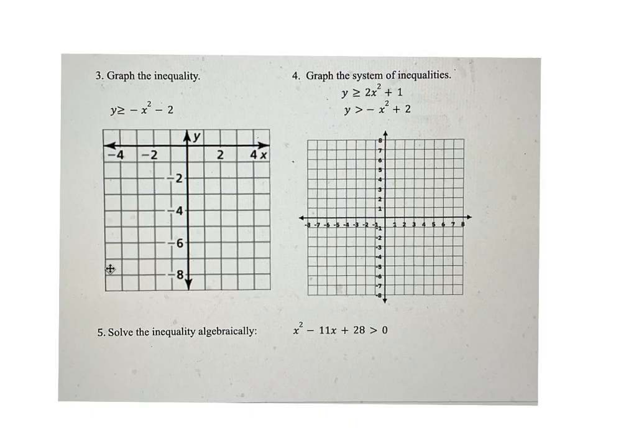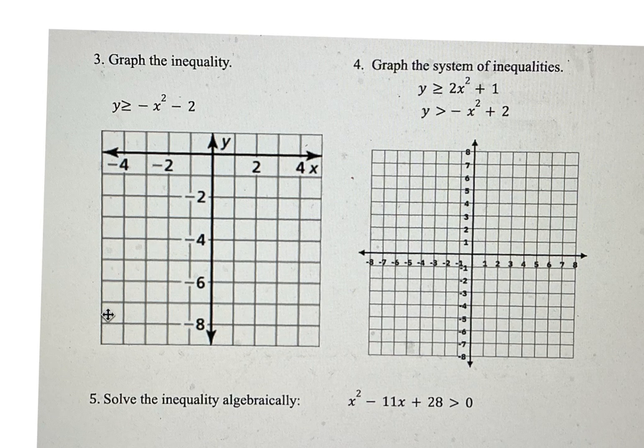Number 3, graph the inequality. You can already tell the vertex by looking. I'm going to go down 2 to right there. And there's a negative in the front, which means the parabola is going down. Over 1, down 1. It's solid because there's an equal sign.